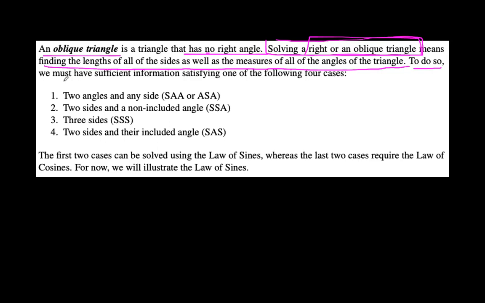Now, to do so, we must have sufficient information satisfying one of the following 4 cases. So these are the, ano bang tawag dito? This came from the postulates, theorems, corollaries that we already discussed when we talk about triangles. Remember, guys, the similarity triangles and the congruent triangles. Okay, we talk about the SSS, SAS, ASA. May SAA tayo, di ba?